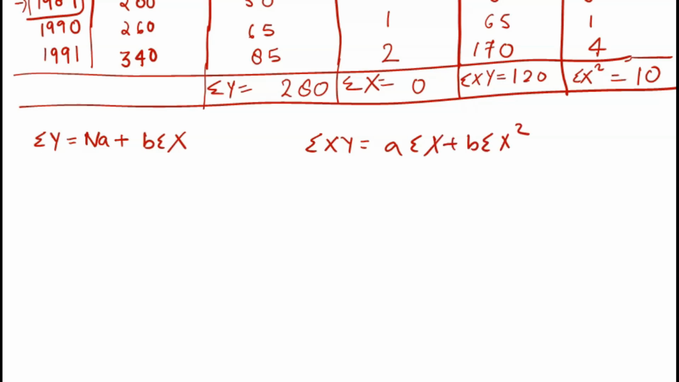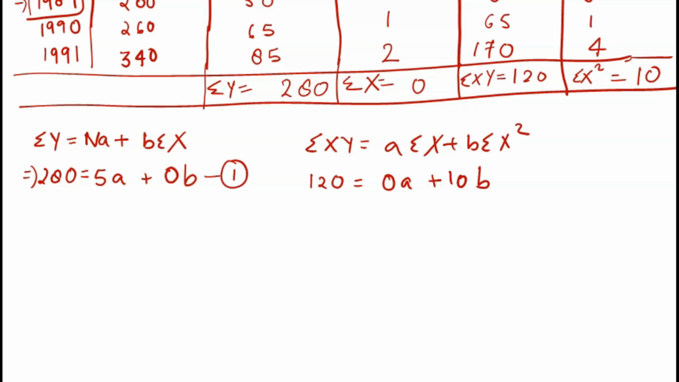Just put the values. So sigma y 280 equals, n is 5, years data is given, so 5a plus sigma x is 0, so 0b. Here it will be sigma xy 120 equals 0a plus 10b. So this is the first equation. When we solve this, 0b will give us 0 only, so we will be left with 280 equals 5a. So then a equals 56.